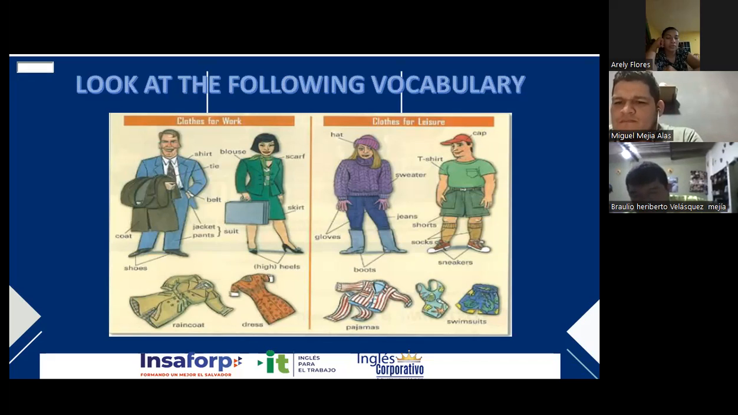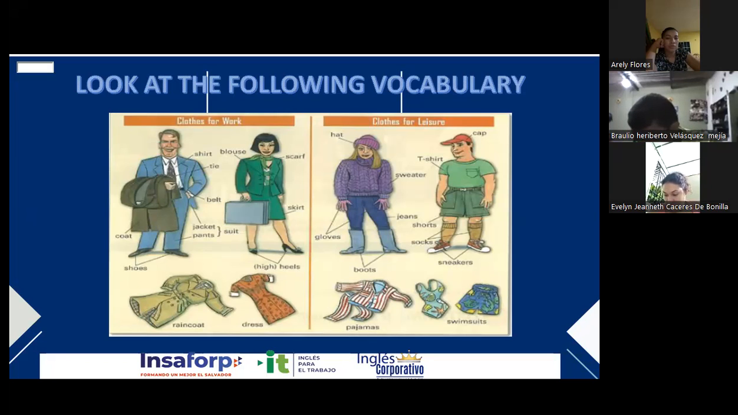Se me olvidó mencionar, por ejemplo, en el anterior de ropa para trabajo, que también está la prenda que se llama raincoat. Raincoat. That's the pronunciation of the word, raincoat. ¿Qué significaría en este caso la palabra raincoat? Es especialmente para lluvia, ¿verdad? Es como los famosos impermeables. Como capa, como una gabardina. Así es. Una capa, un impermeable, una gabardina. That's the meaning about raincoat.